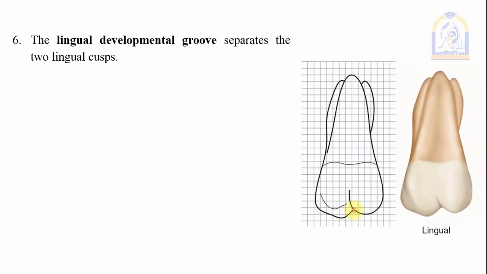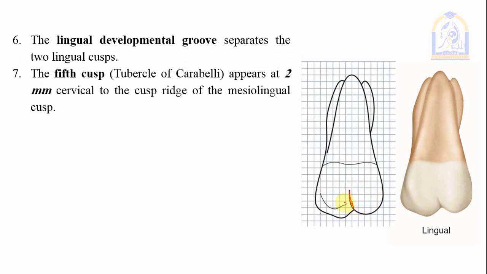There is the lingual developmental groove which extends between the two lingual cusps, the mesiolingual and the distolingual cusp. It ends in the center of the lingual aspect of the crown. There is another cusp which is non-functional called the fifth cusp or the cusp of Carabelli. It is located about 2 millimeters to the cervical or away from the cusp slopes of the mesiolingual cusp.